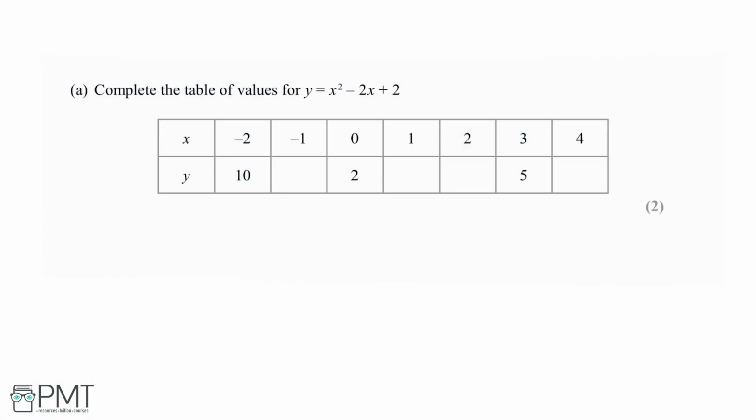Complete the table of values for y equals x squared minus 2x plus 2. So the way we do this is we take our x value, we sub it into the right hand side of the equation, so replacing x with the value in the table, and then whatever we get for y we put in this part of the table. We'll take a look at this box for an example.